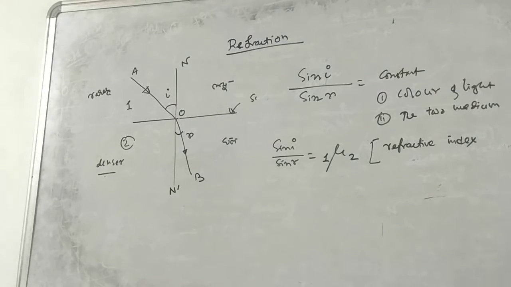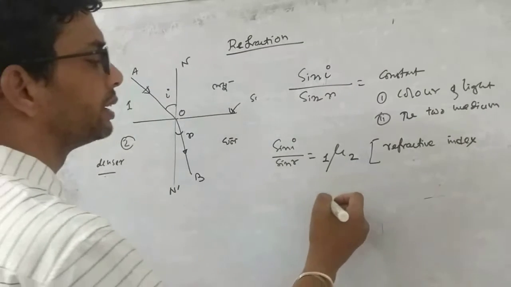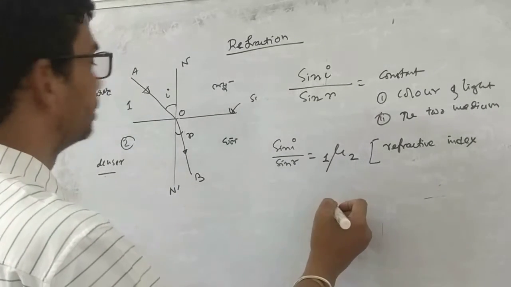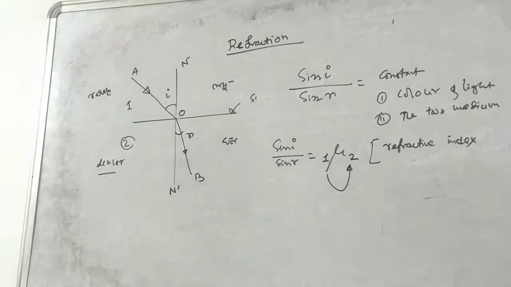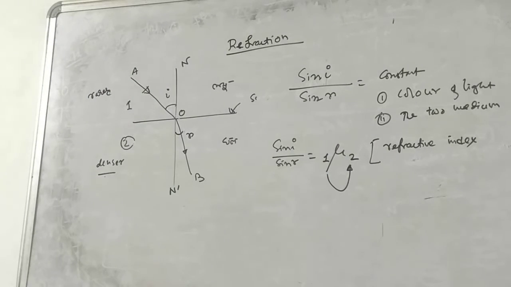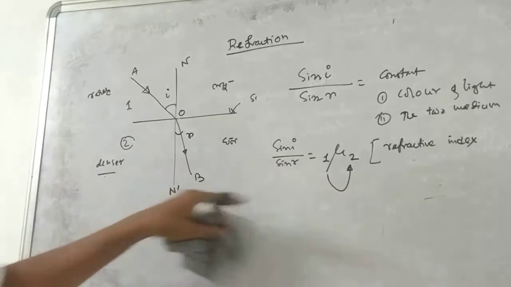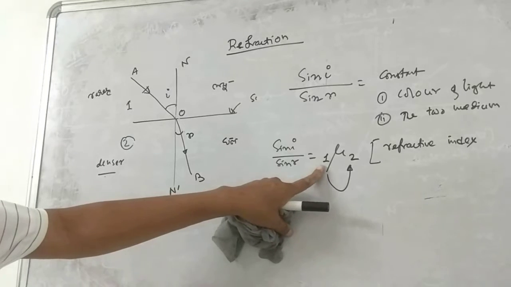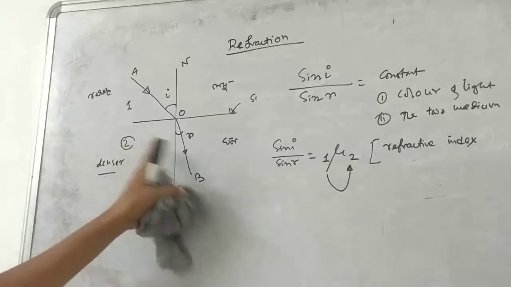Actually this notation also represents that the light is refracted from 1 to 2. That means light is coming from medium 1, and after refraction it goes to medium 2.